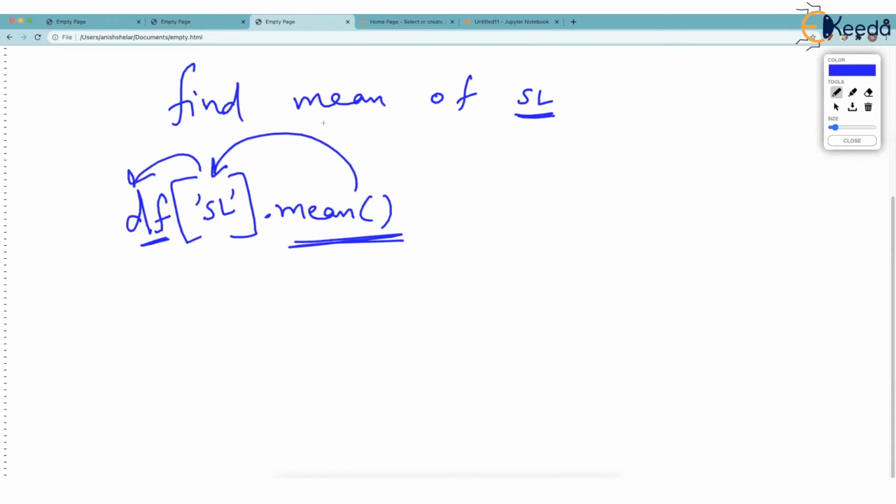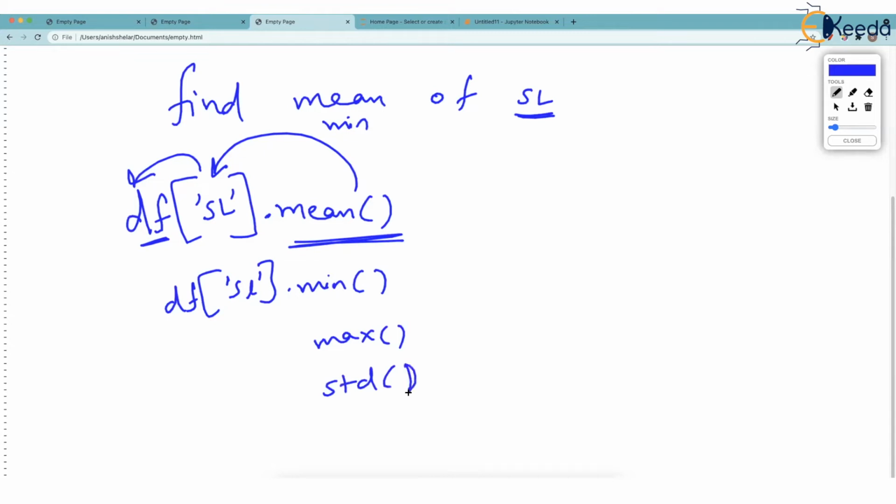Or suppose you want to find out the minimum value of SL. There is a function called min. Again, invoke it on the column SL of DF. Similarly, there is a function called max. There is a function called STD, which returns standard deviation. So any of these functions can be invoked on individual columns.